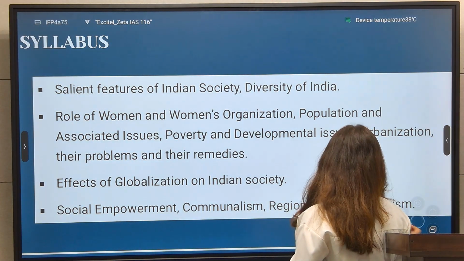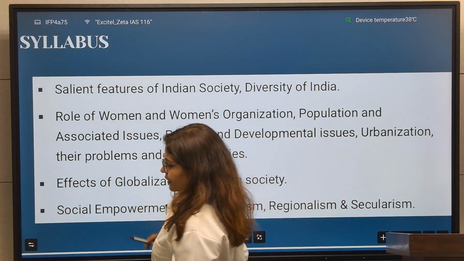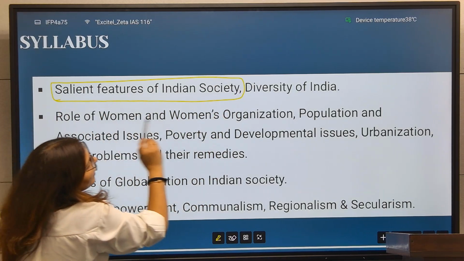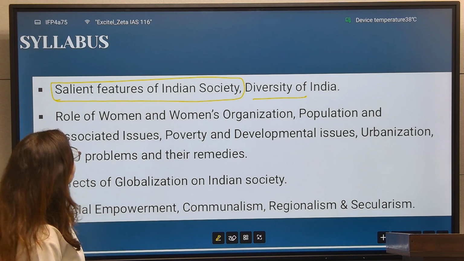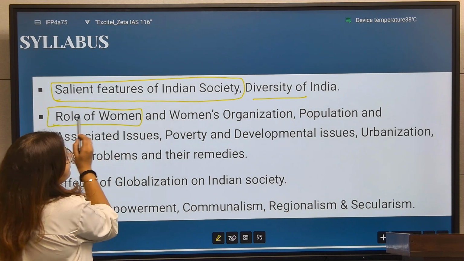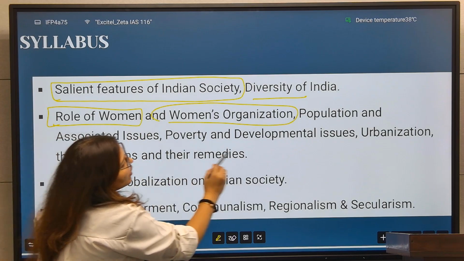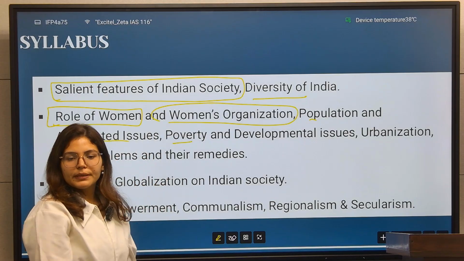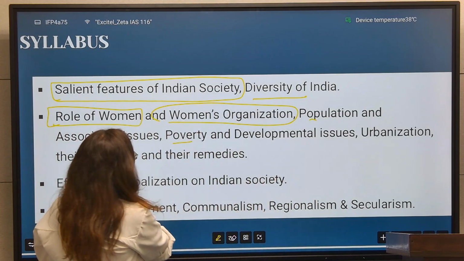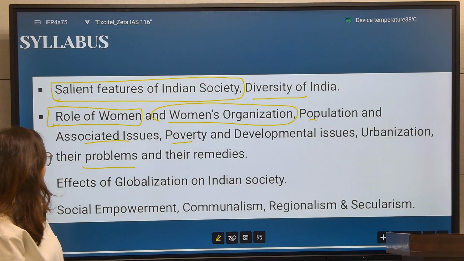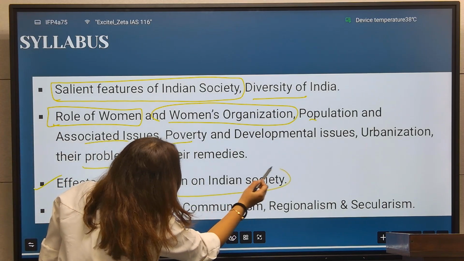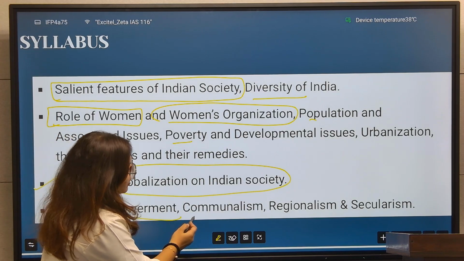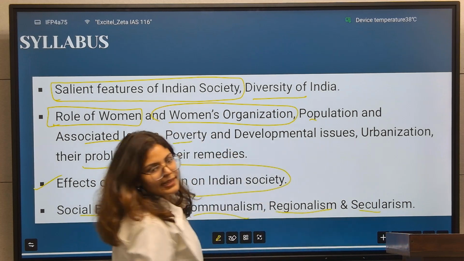So now see the syllabus of society. What UPSC says: first, salient features of Indian society and diversity of India. Second, role of women and women's organizations, population and associated issues, poverty and development issues, urbanization and their problems and their remedies. Now, effect of globalization on Indian society, social empowerment, communalism, regionalism and secularism.